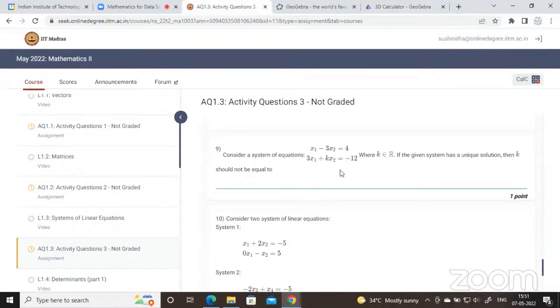Consider a system of equations. If the given system has a unique solution, then K should not be equal to what? What is the doubt here?